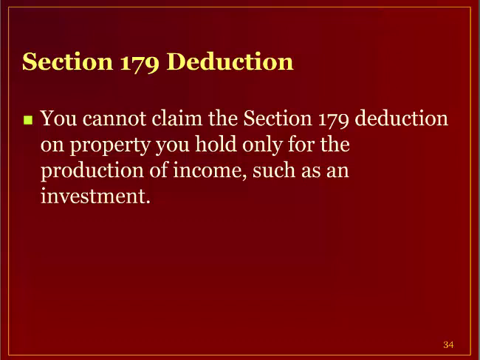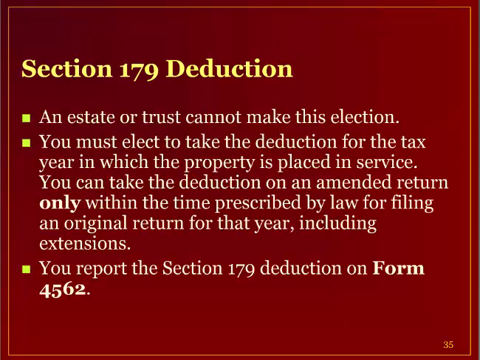You cannot claim the Section 179 deduction on property you hold only for the production of income such as an investment. Also, an estate or trust cannot make this election, and you must elect to take the deduction for the tax year in which the property is placed in service. You can take the deduction on an amended return only within the time prescribed by law for filing an original return for that year, including extensions, and report the Section 179 deduction on Form 4562, which is the same form that you take your depreciation on.